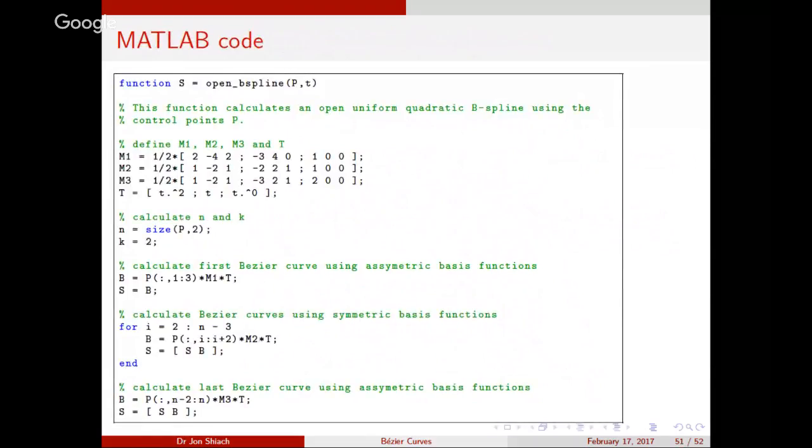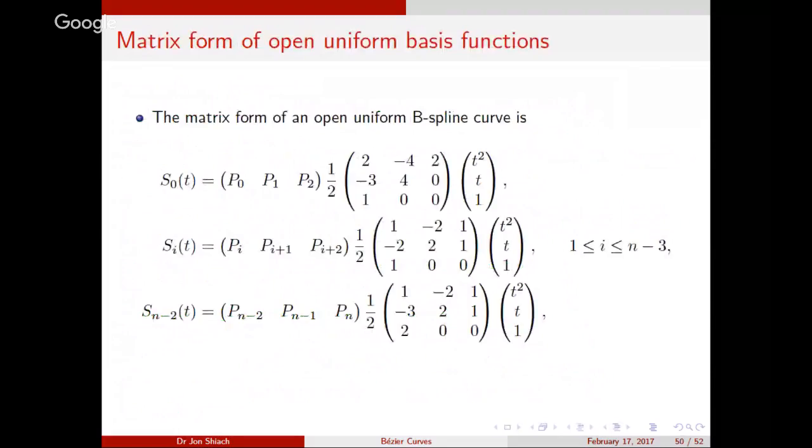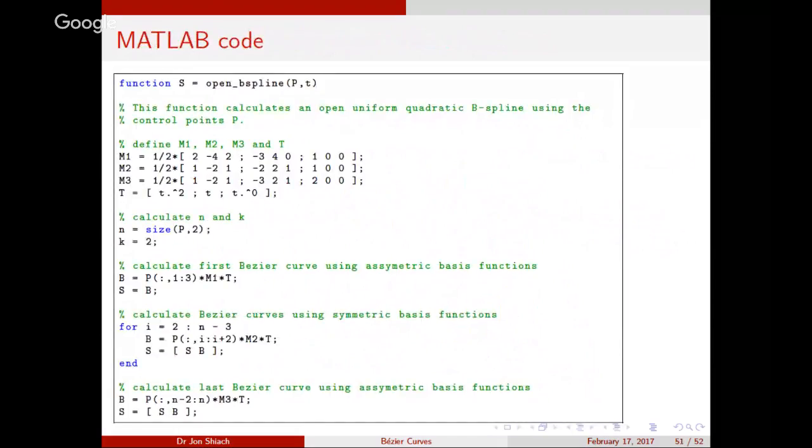There's the MATLAB code for it. M1, M2, and M3. I just go back one. That's M1, that's M2, and that's M3. Very similar to before, we calculate the first Bezier curve using M1, using the first 3 control points. For the next n Bezier curves, we just loop through, using the symmetric basis function as before. Notice I'm always adding the Bezier curve to the end of S. And for the last one, we just use M3.